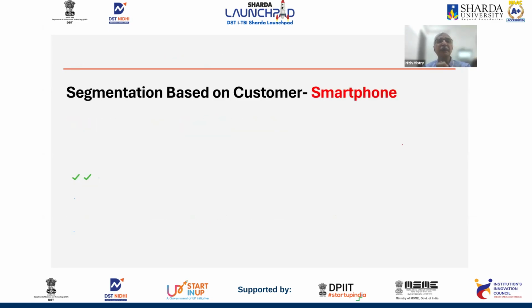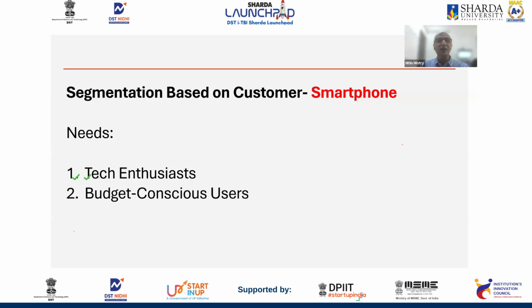Now, segmentation based on a customer. Let's take smartphone as an example. I think everybody is very familiar with this product. So let us understand how the needs for a smartphone will vary across the different customer segments. What are the needs? Suppose there is a tech enthusiast, what will be his need? His need will be high-end performance, advanced features, cutting edge technology, latest processors, 5G or high quality cameras. Those are the needs of the tech enthusiast.